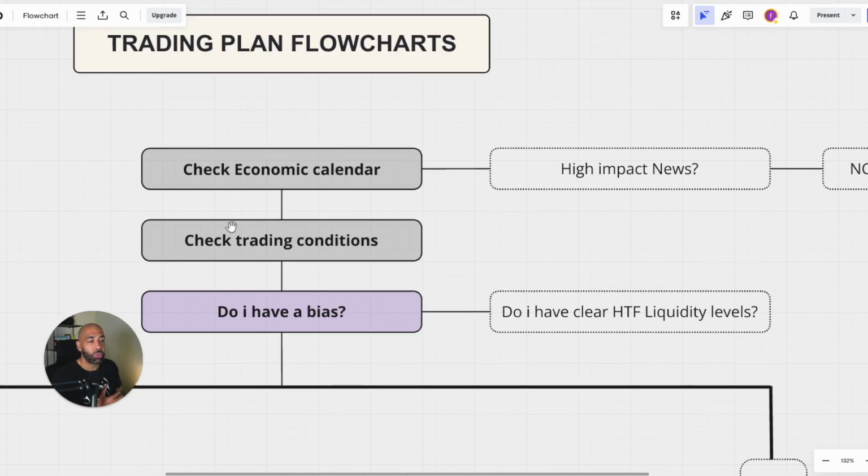Then what we're going to do, we're just going to check the trading conditions. What are the trading conditions? What was yesterday, the day before? How did we react? Was the Asia session consolidating? Was the Asia session moving to the upside or the downside? Was it accumulation? Whatever it may be, look at the market conditions.